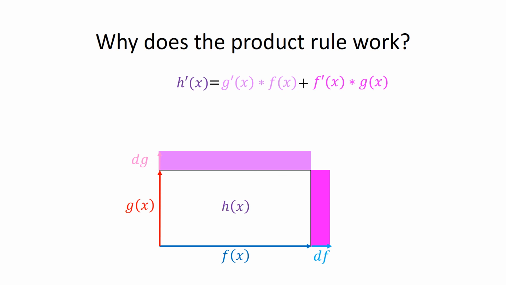So this is where the product rule comes from, and why you need to use it, because f and g interact with each other when finding the rate of change of their product.